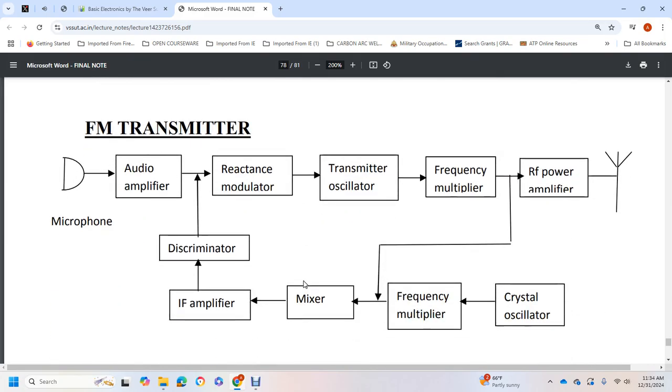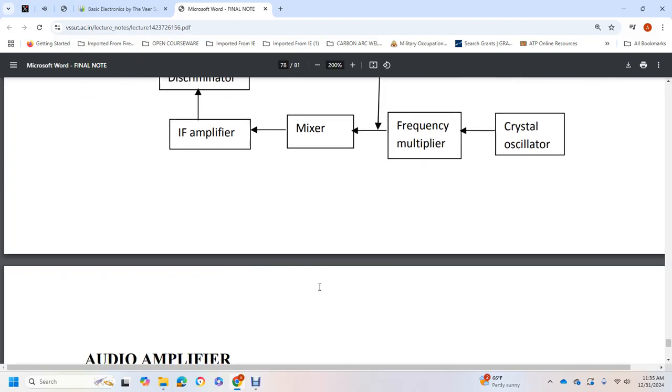The frequency modulated transmitter consists of a microphone, audio amplifier, reactance modulator, transmitter oscillator, frequency multiplier, and radio frequency amplifier to the transmitter. A crystal oscillator runs a frequency multiplier into the mixer, followed by the IF amplifier and the discriminator, and back to the audio amplifier and reactance modulator.